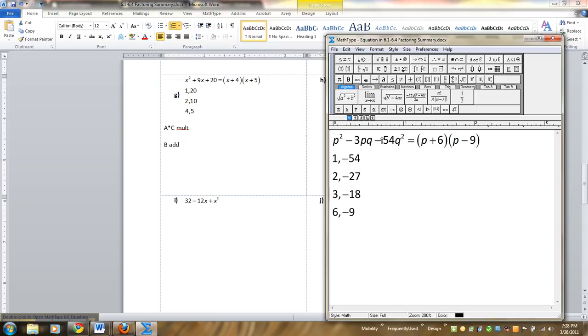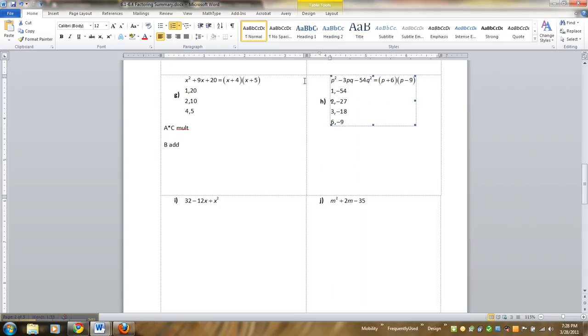Okay, so for all the ones that have a equal to 1, notice in front of the x squared, it's 1. All of those, you just want it to multiply to a times c, but add up to b. In other words, multiply to c, add up to b, because a will always be 1.